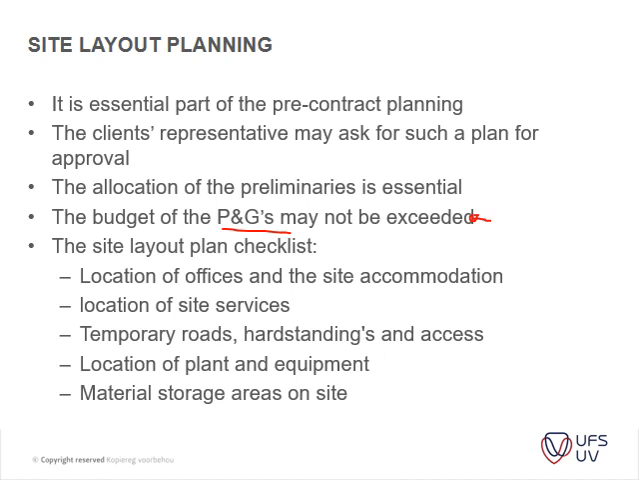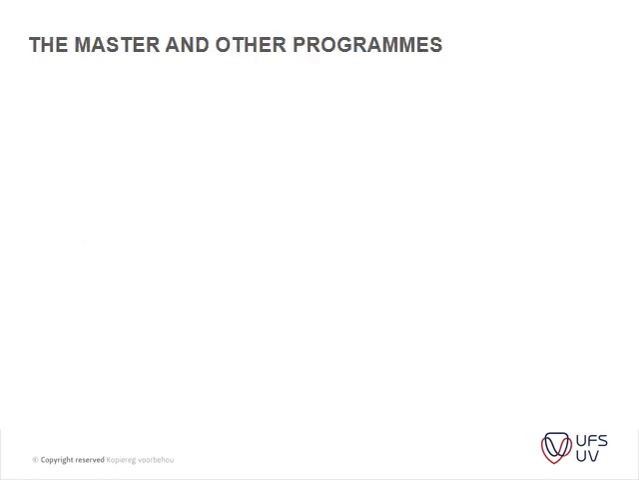And then the site layout plan usually checklist includes the location of the offices, location of site services, temporary roads, hard standing, and access, location of plant, equipment, material storage, etc. This is all sometimes asked by the consultants as well, because it is always important just to check whether there aren't any problems with how the site layout is designed.